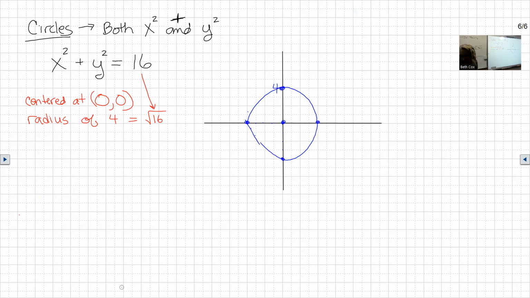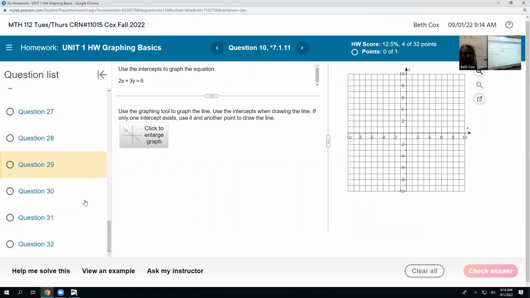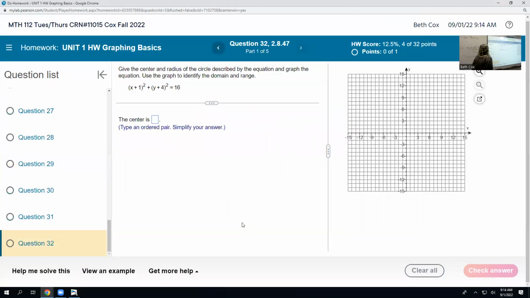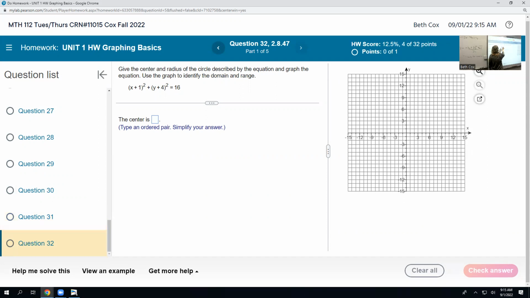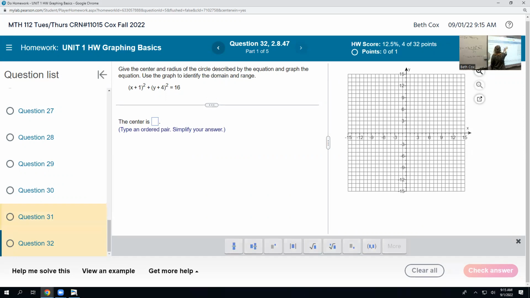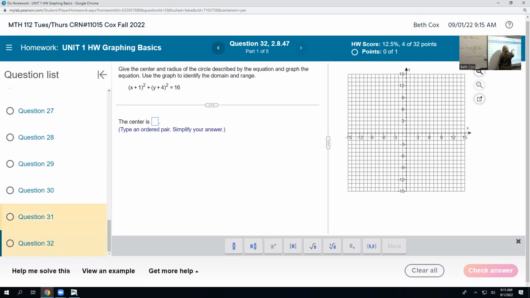MyLab does the same. I don't know if I gave you any with circles other than 0, 0. I'm going to look real quick. Yes, I did. So this one is a circle other than 0, 0. You take the opposite of that number. The center is going to be -1, -4. That's the center. I changed the sign, right? Change the sign from the problem, and that gives you your center point. And then the square root of 16 is your radius.